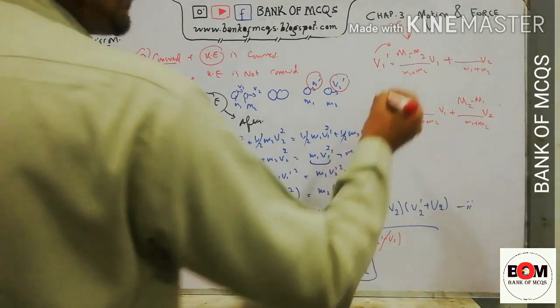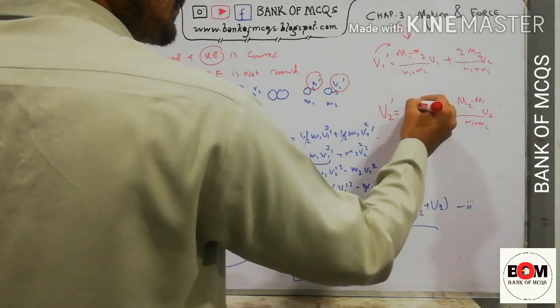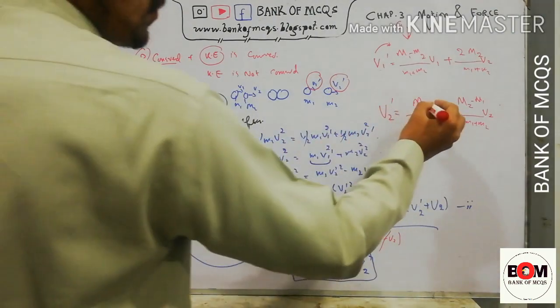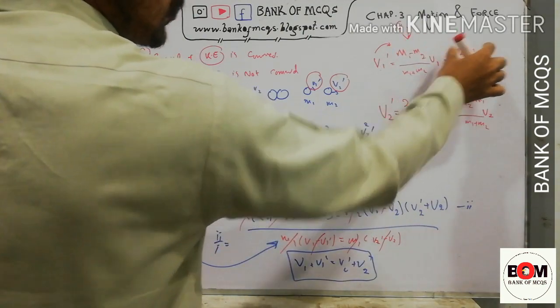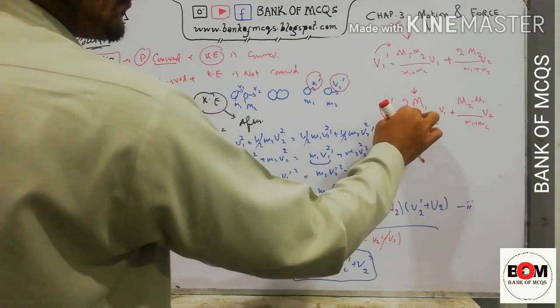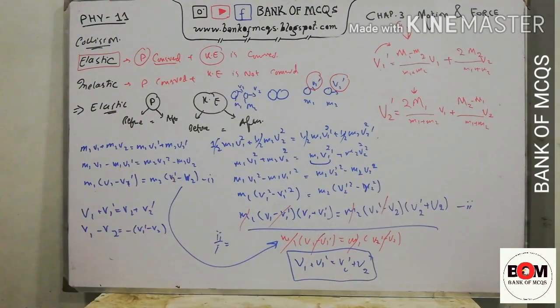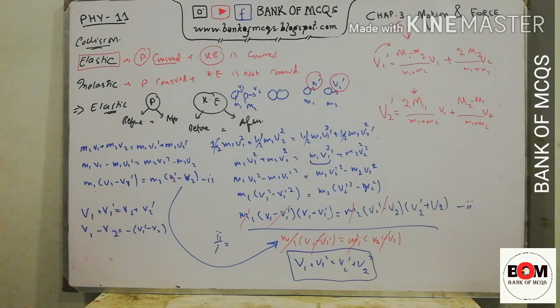M1. Now, V1 is multiplied by 2 times M2, and this is 2 times M1. So the upper portion for this is M1, this is M2. Here M1 is dominant, so we will write 2M1, and in this we will write 2M2, M1 minus M2 and M2 minus M1. So this is the formula for velocity after collision. Remember this formula by heart and we will solve an example of this.